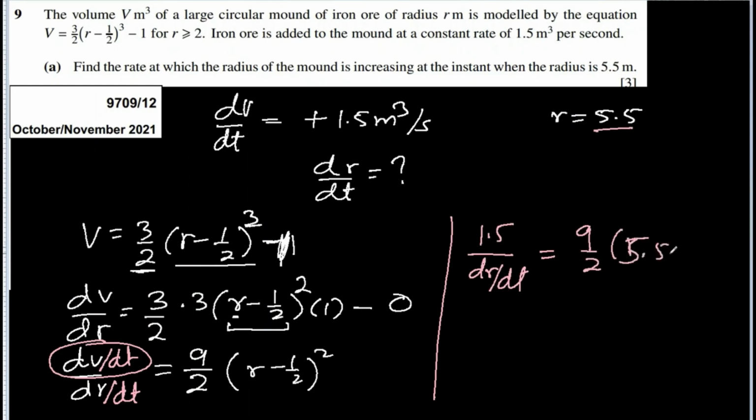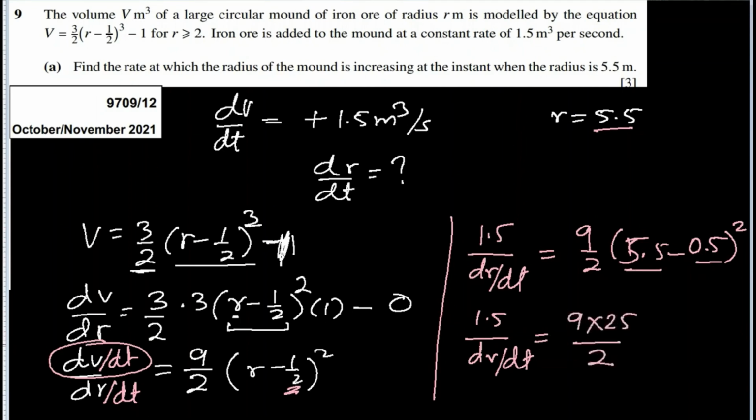5.5 minus, let's write 0.5. This half I can write as 0.5 square. So 1.5 over dr over dt equal to 5.5 times 0.5 will be just 5 and its square will be 25. So 9 times 25 over 2.